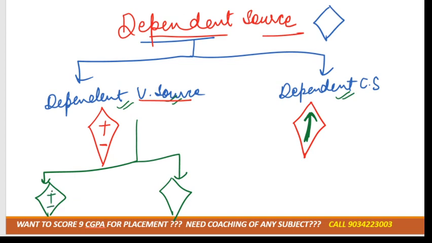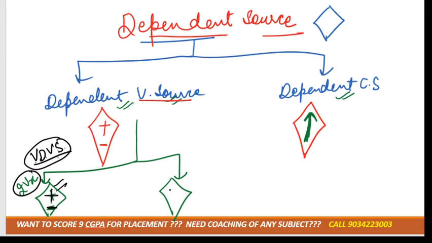Suppose this is a plus minus. Plus minus means we have a voltage source. If its value is 2Vx, then tell me which source it is. It is known as VDVS. VDVS means it is depending on voltage, that's why it is known as voltage dependent, and positive negative is there, so it is known as voltage source. So combined it is known as voltage dependent voltage source.